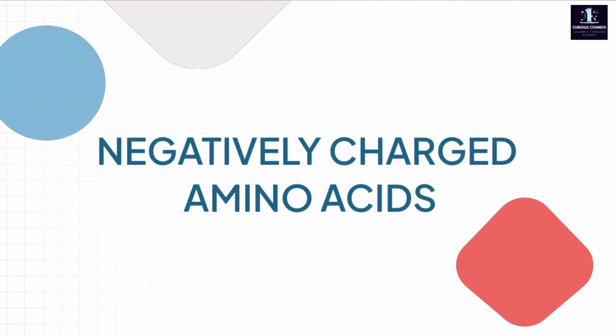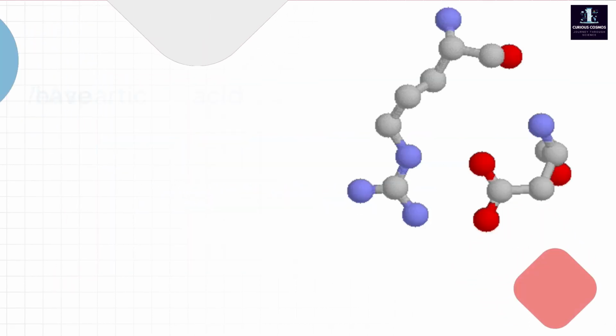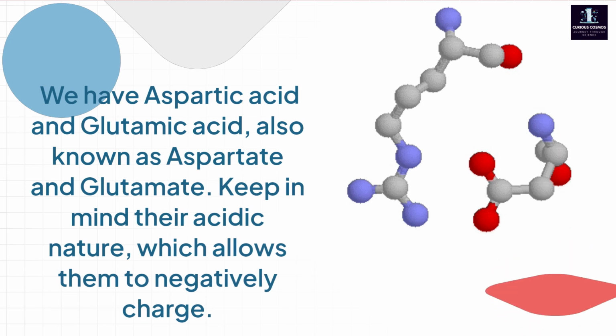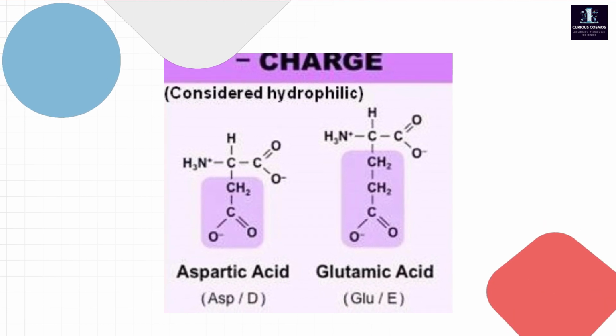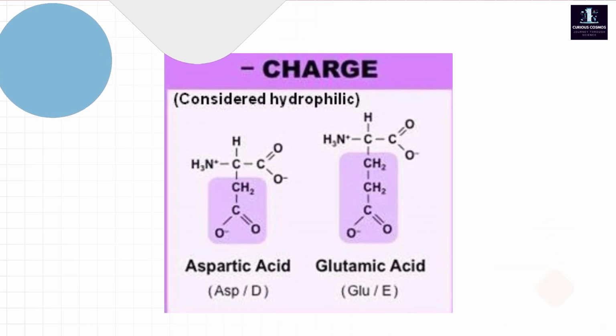Moving on to the negatively charged amino acids. We have aspartic acid and glutamic acid, also known as aspartate and glutamate. Keep in mind their acidic nature, which allows them to negatively charge.